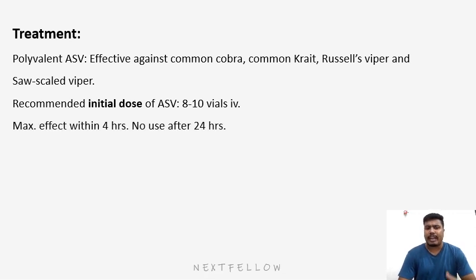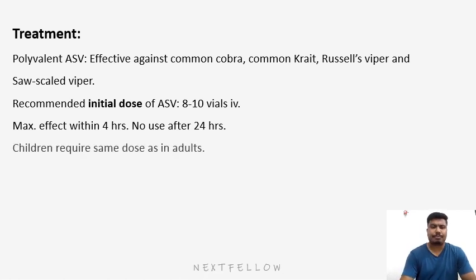Now the maximum effect is seen if given within 4 hours, and if it is delayed up to 8 hours, then it is of less value, and there is minimum use after 24 hours. So the polyvalent anti-snake venom should be given as early as possible. Children require the same dose as adults because the amount of venom injected is the same, and no test dose should be given because it may hypersensitize to the venom. Okay, so this is the treatment part.